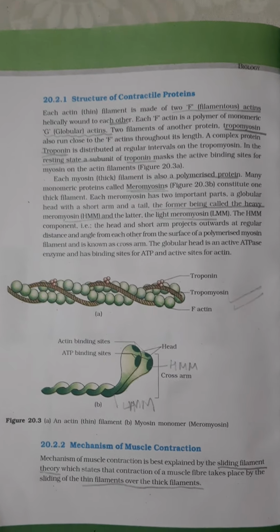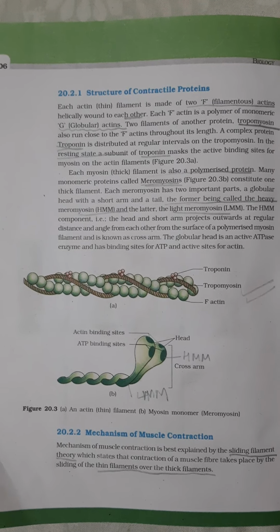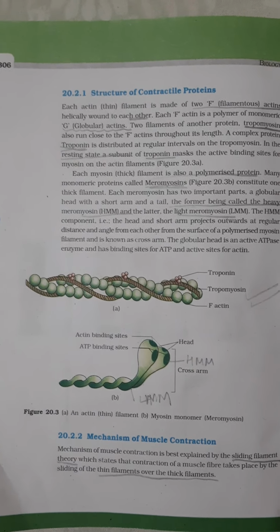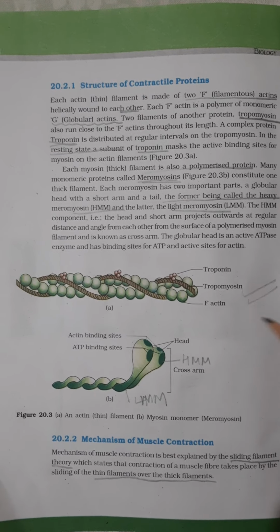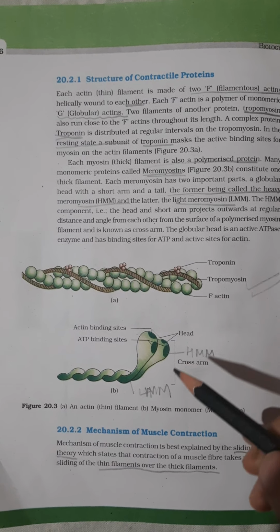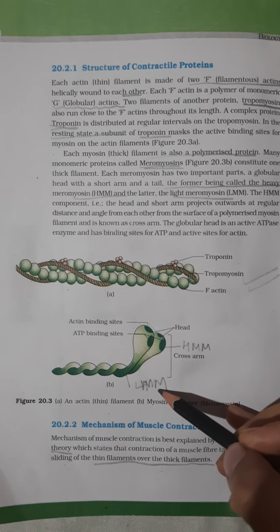Hello students, in this lecture video I'll be discussing the structure of contractile proteins. So let's get started. We know by now that the thin filament is made up of actin and the thick filament is made up of myosin. So let us first discuss the structures in detail.